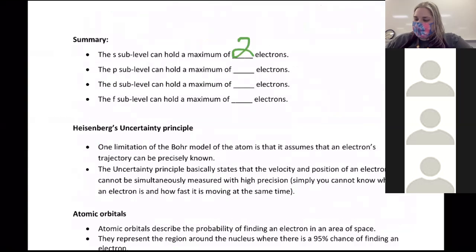For the P, a P can hold up to 6 electrons. A D can hold up to 10. And an F can hold up to 14. Okay. So we need to know how many they can each hold, because that's going to impact how we write our electron configurations a little bit later. Because for example, I can't have 3P7 because P can only hold up to 6.